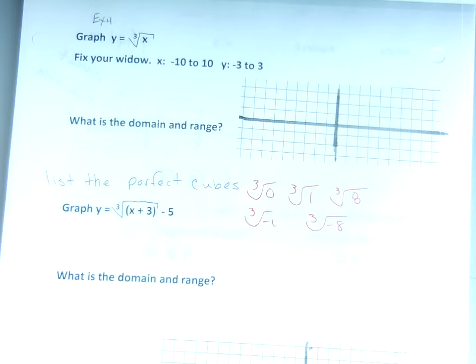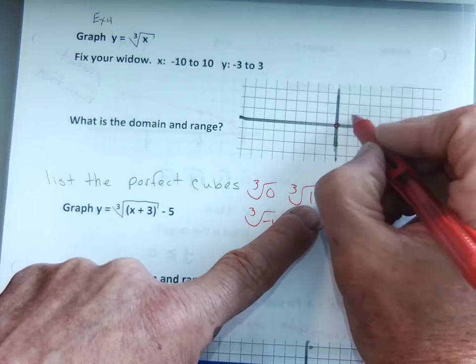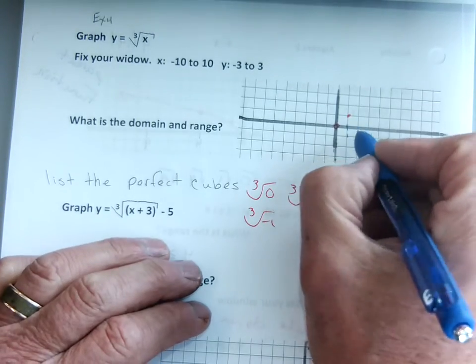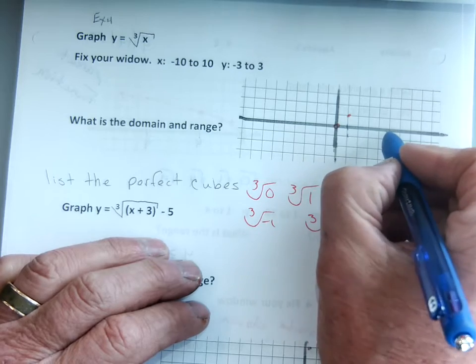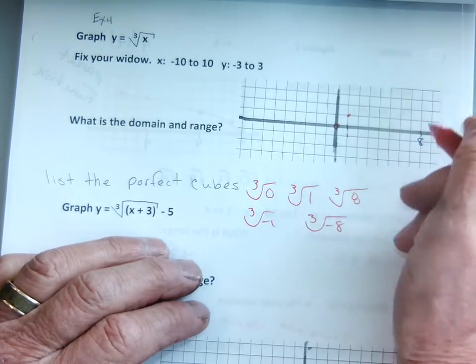So let's put these down. So I know that the cube root of 0 is 0. The cube root of 1 is 1. So now I'm going to go all the way over to 8. I'm going to go 1, 2, 3, 4, 5, 6, 7, 8. And the cube root of 8 is 2.